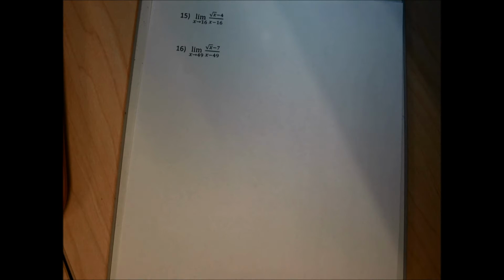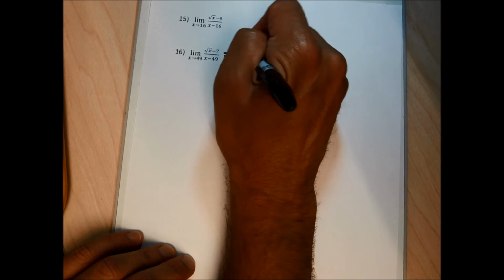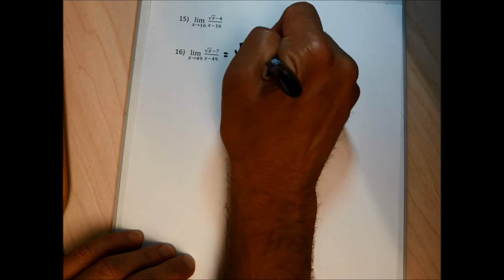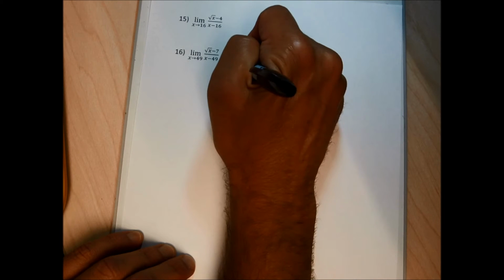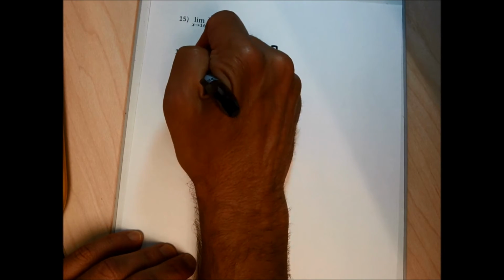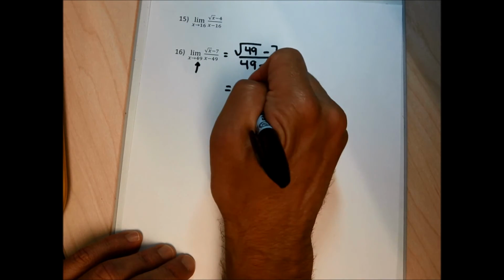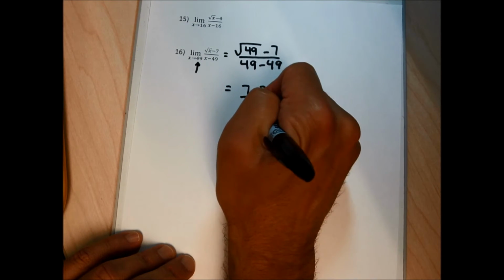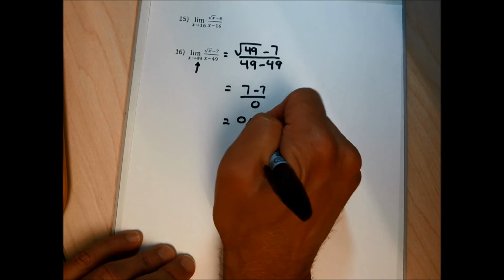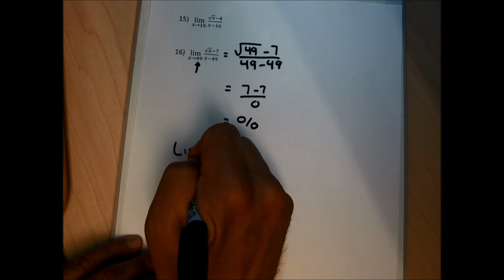Problems 15, 16, 17, 18, 19, and 20 all have square roots in the numerator. Whether I have square roots in the numerator or not, when I'm trying to find any limit, my first step is to take the value of x that I'm given and plug it in for x, because it's going to tell me either what the limit is or if I have to do more algebra. So the square root of 49 is 7. This gives me 0 over 0, so the limit likely exists, and there's likely algebra that I need to do to find that limit.